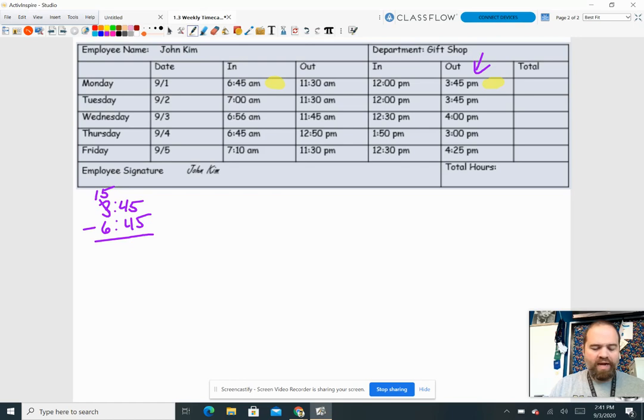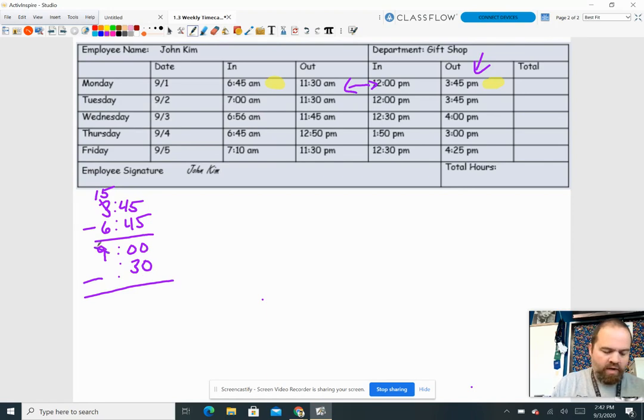So when I go to subtract these, I subtract my hours. 15 minus 6 is 9 hours, and 45 minutes minus 45 minutes, no minutes. He worked a solid 9 hours that day, but he took a break from 11:30 to 12 o'clock. So I need to go back and subtract off another 30 minutes that he's not getting paid for that day. So this is going to be a lot of scratch work.